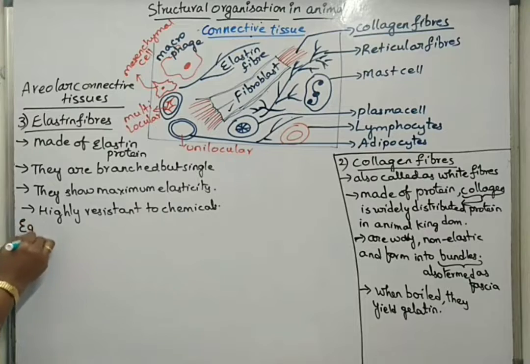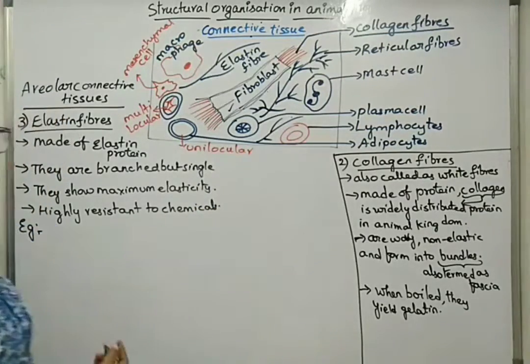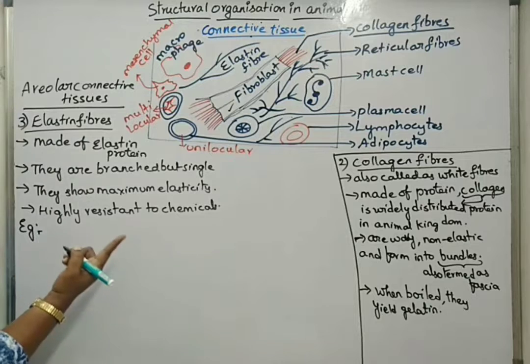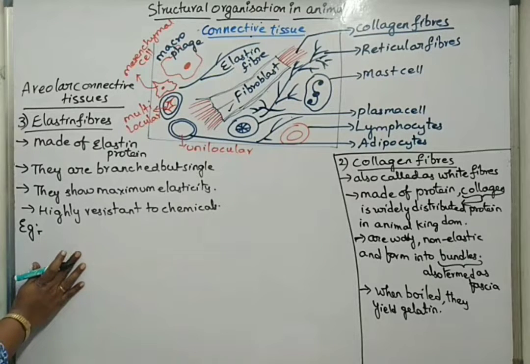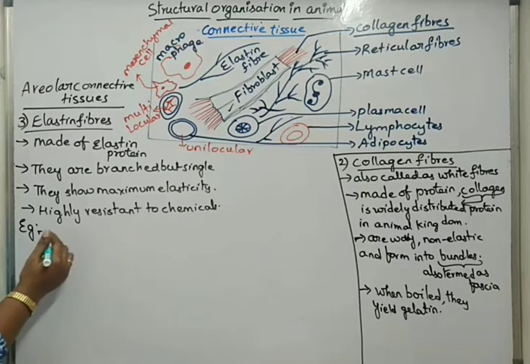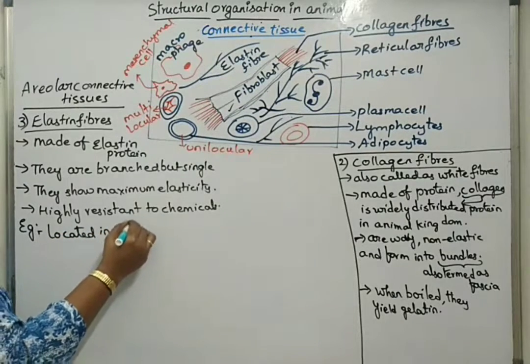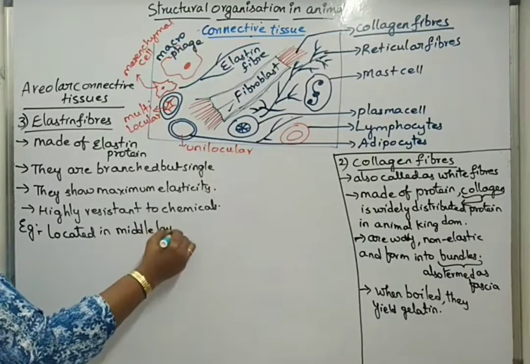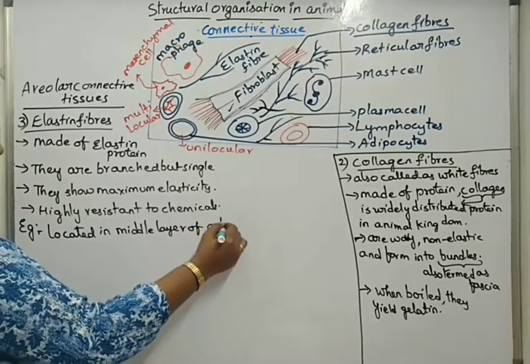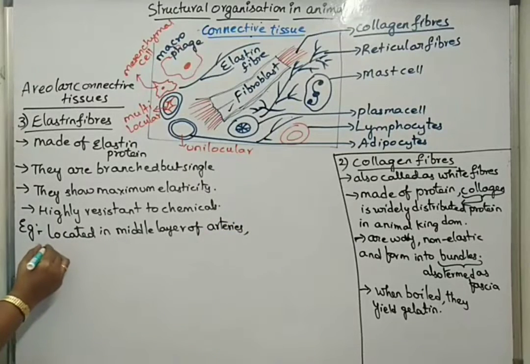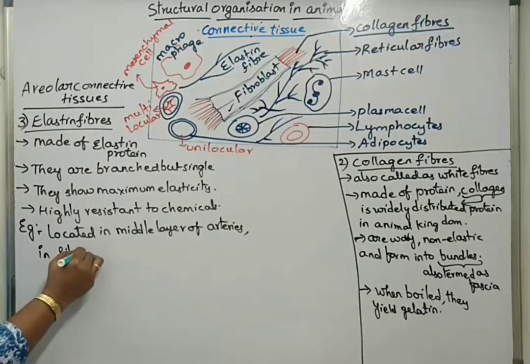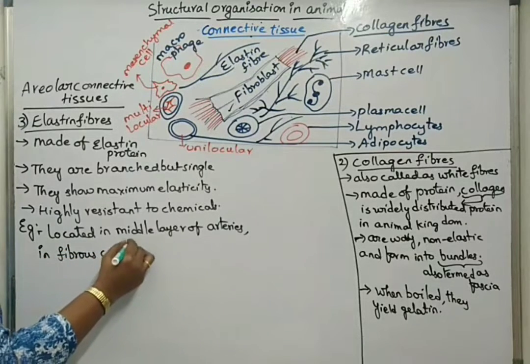So where are they present? Here collagen, we can say it is present all over the body. In connective tissue, most of the collagen fibers are there for giving support to the body. And in case of elastin fibers, they are located in, few examples we will write, the middle layer of arteries, next, and in fibrous cartilages, etc.